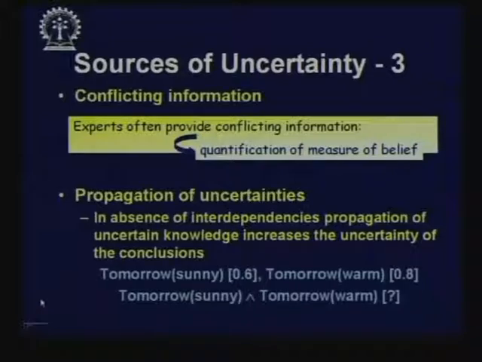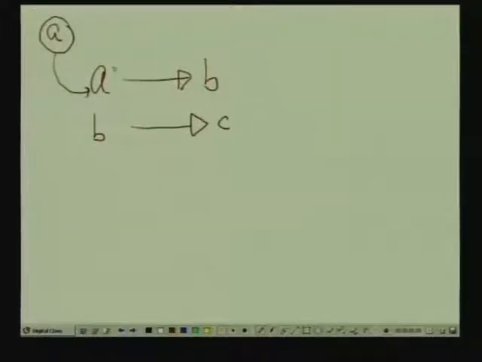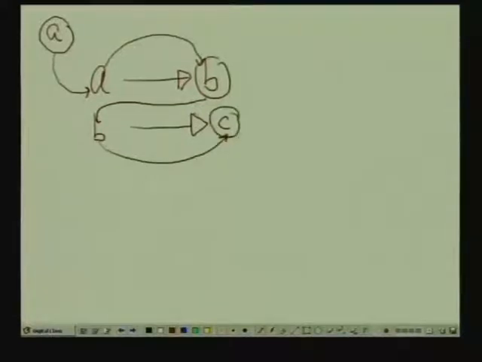Say, I had a scenario that A implies B and B implies C. If I perform chaining and suppose A is true, then I come here and take this rule and infer B, and since B is true, I come to this rule and infer C. This is chaining, and in each of these implications that I had here, it was a certain implication. So, it was with a belief 1 and this was also with a belief 1.